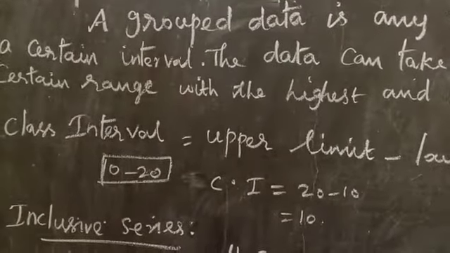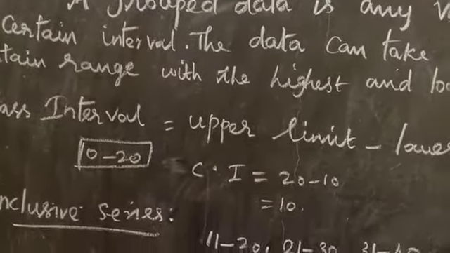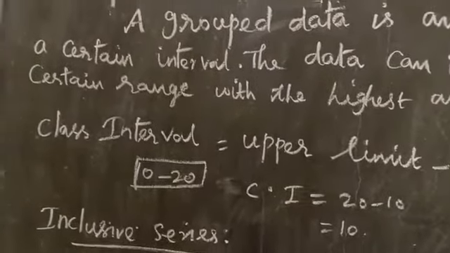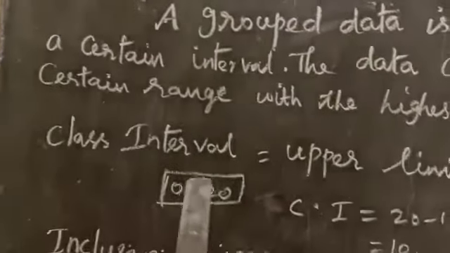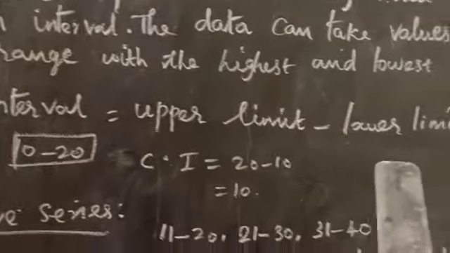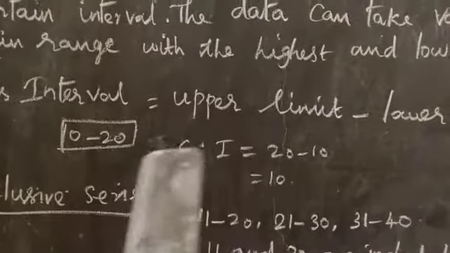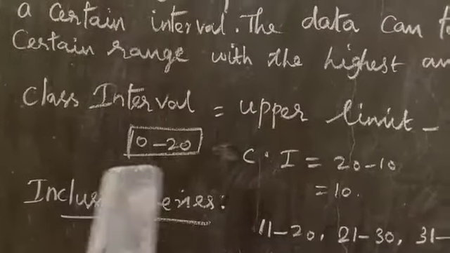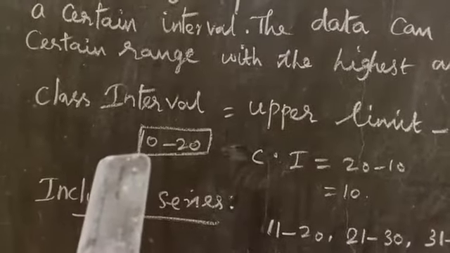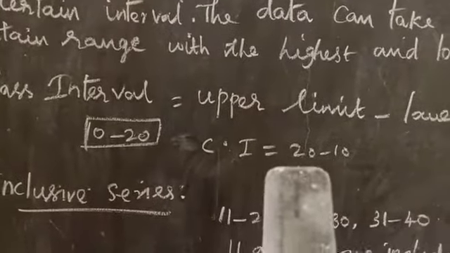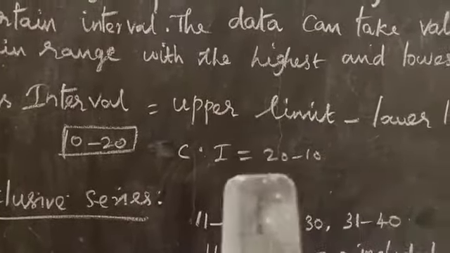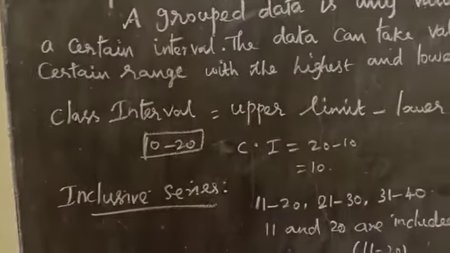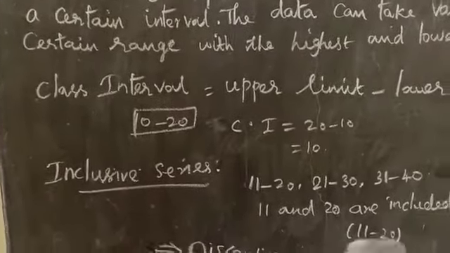The difference between the upper limit and the lower limit of a class is known as the class size. So class interval is equal to upper limit minus lower limit. Here, 10 to 20: what is the upper limit? 20, and the lower limit is 10. So 20 minus 10 is 10. So in the class 10 to 20, the class interval is 10.